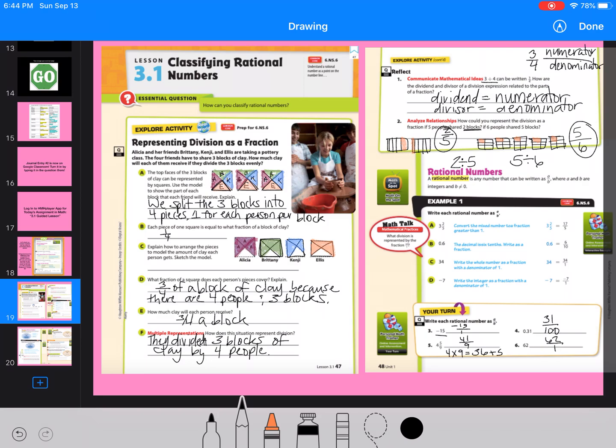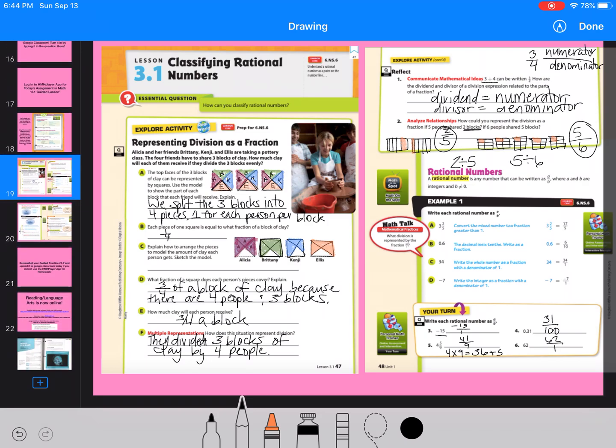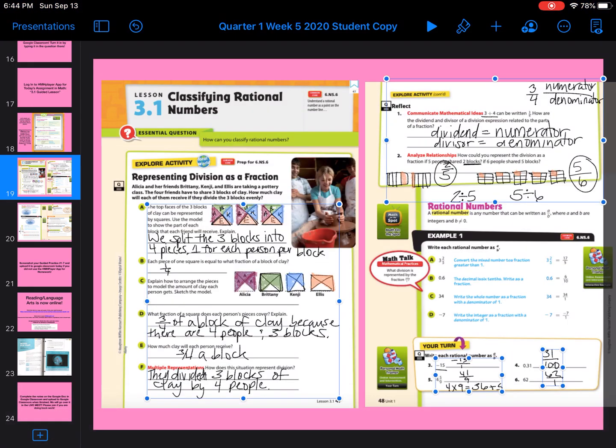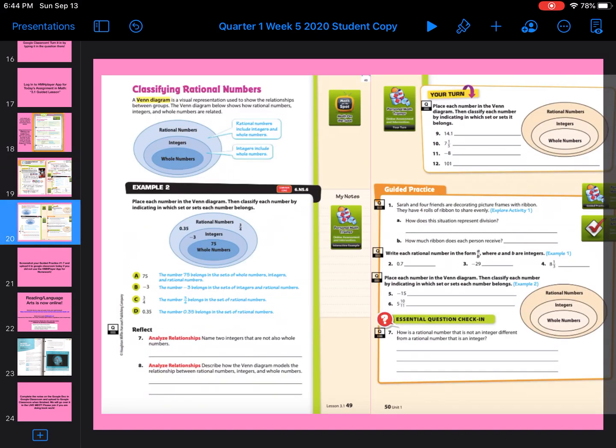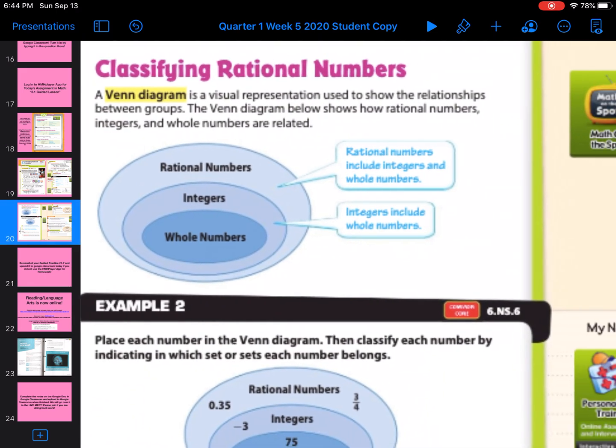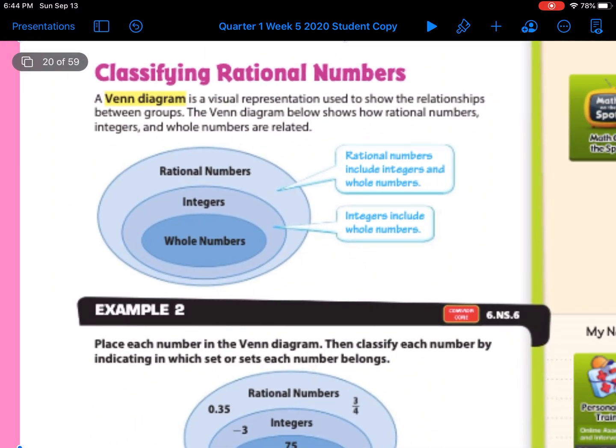Well, this is mostly the lesson, so if you missed our Google Meet, this is what we went over. We just have a few parts left. Classifying rational numbers, a Venn diagram is a visual representation used to show the relationships between groups. The Venn diagram below shows how rational numbers, integers, and whole numbers are related.